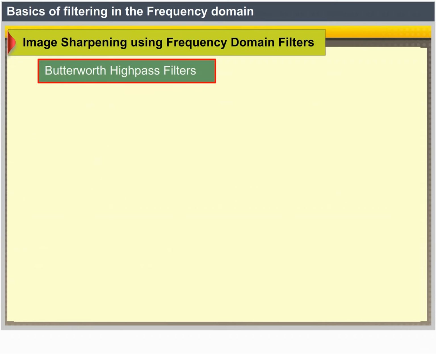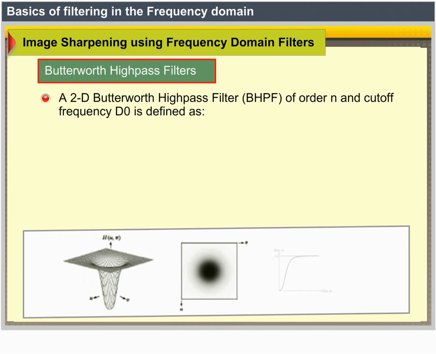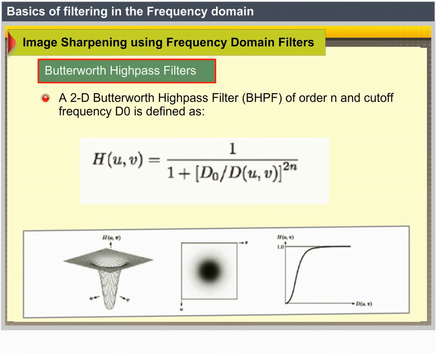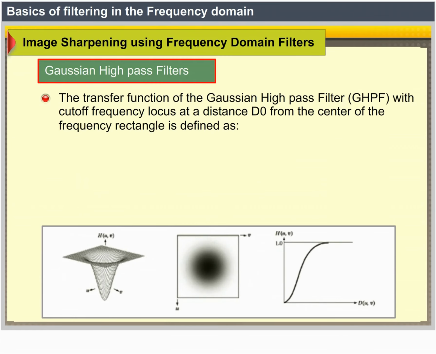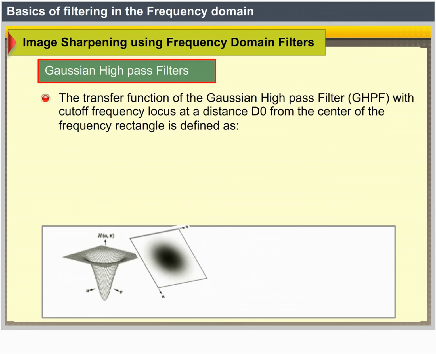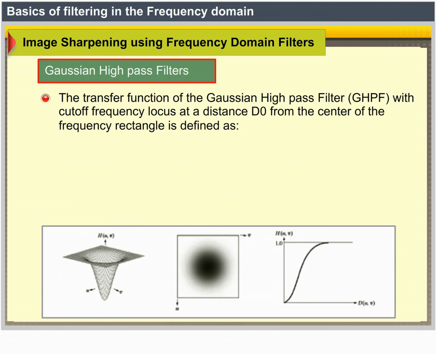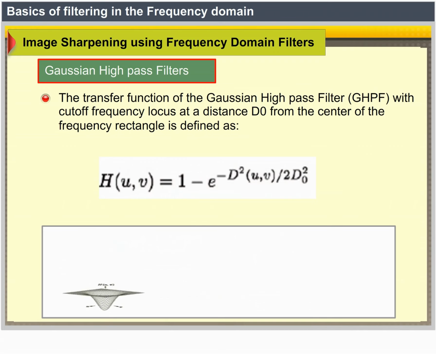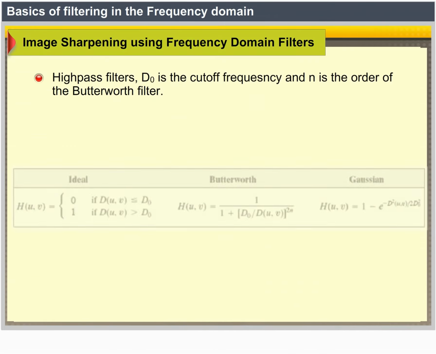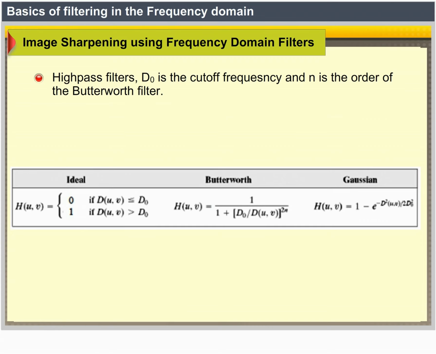Butterworth high-pass filters. A 2D Butterworth high-pass filter BHPF of order n and cutoff frequency D0 is defined as represented on screen. Gaussian high-pass filters. The transfer function of the Gaussian high-pass filter GHPF with cutoff frequency locus at a distance D0 from the center of the frequency rectangle is defined as shown on screen. High-pass filters: D0 is the cutoff frequency and n is the order of the Butterworth filter.